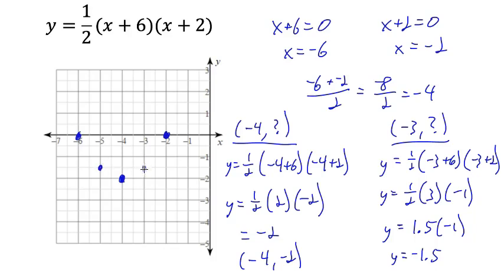Right, and those points actually do make sense. If we think about the parent graph of y equals 1/2 x squared, the first move on that one was over 1 up 1/2. And the second move was over 2 up 2. So these points match the moves made by the parent graph. So we have a nice wide parabola here.